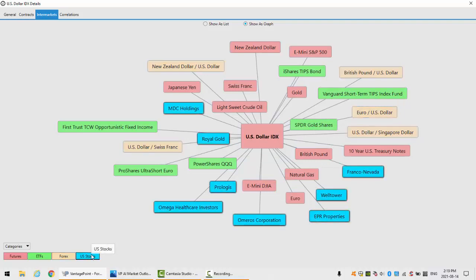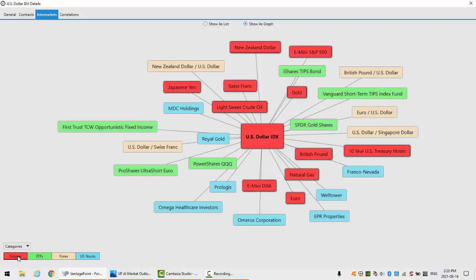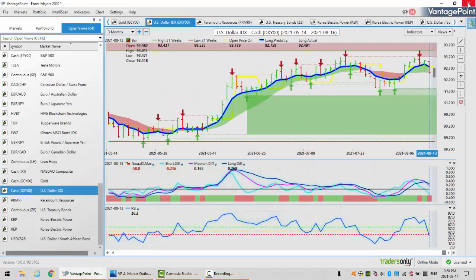And again, by clicking on the stock sector, I can click on the Forex, I can go to ETFs or to the futures markets. These are very powerful tools that in most cases trump conventional indicators. These intermarket correlations can be very hard and very fast.